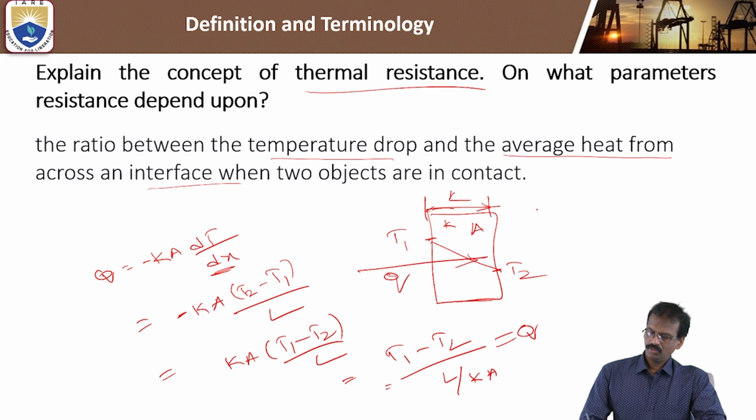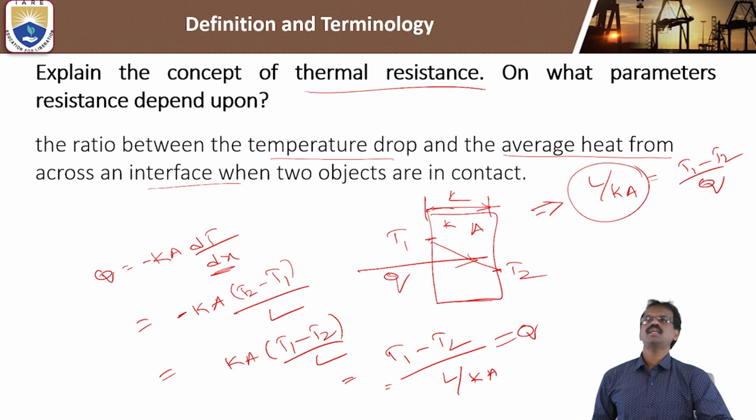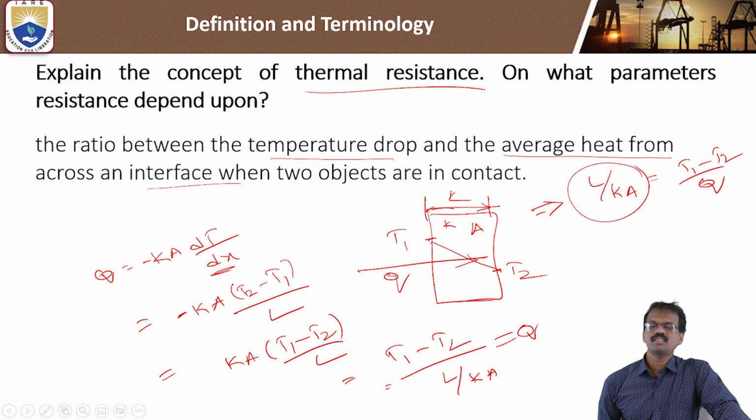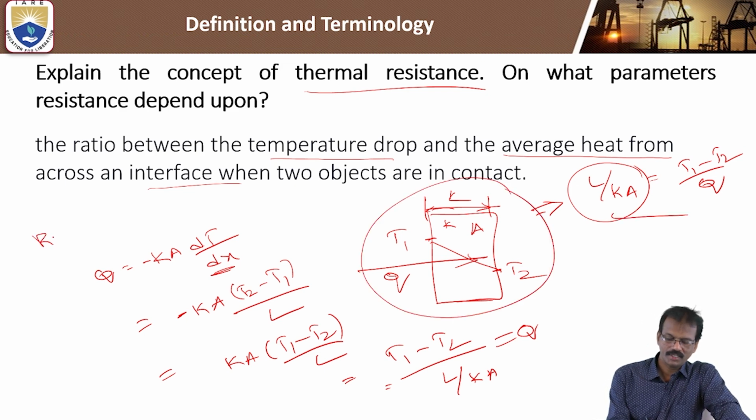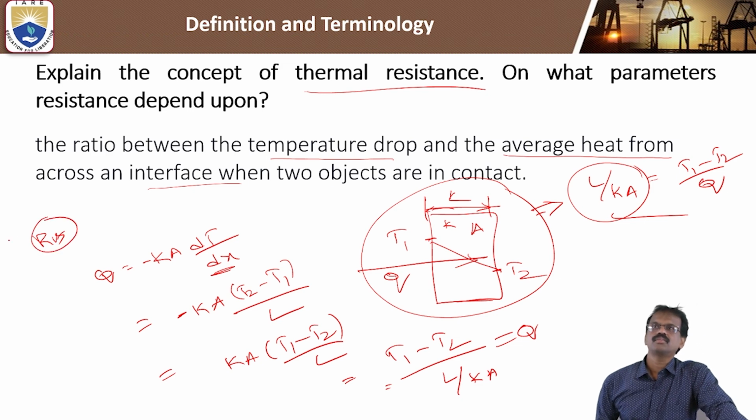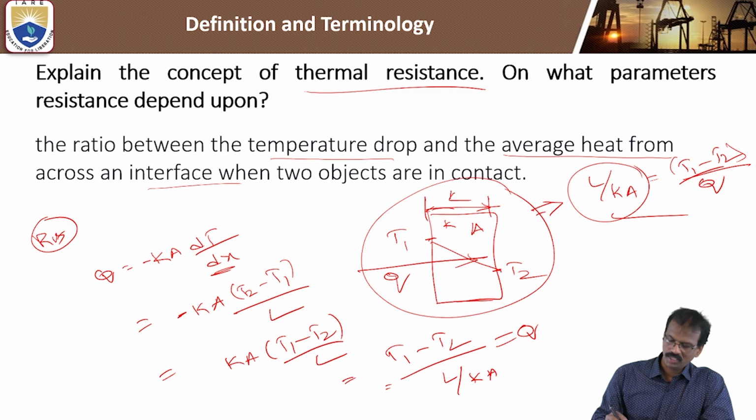So then you can write L by Ka is equal to T1 minus T2 by Q. This L by Ka is nothing but the thermal resistance of this body, represented by RTH. So RTH is equal to T1 minus T2 by Q: temperature difference by rate of heat transfer. That is called thermal resistance.